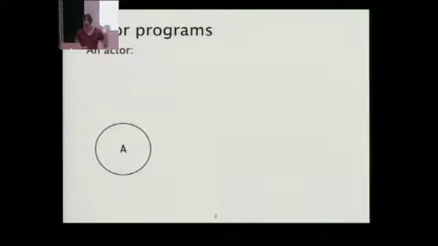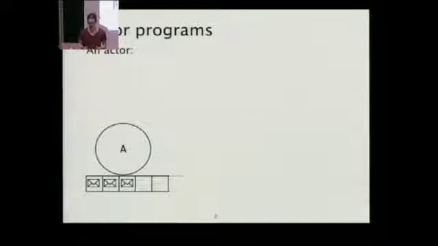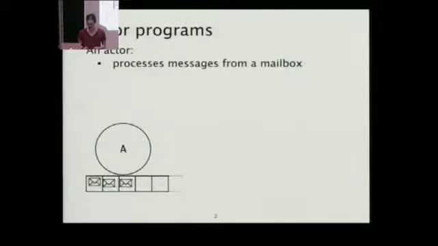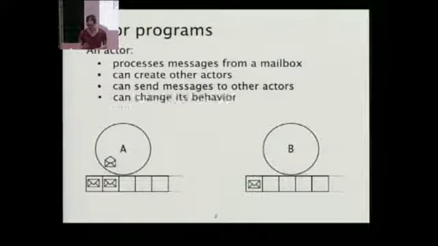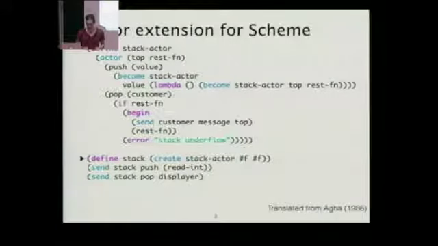Here we represent an actor as a circle. It's basically a process. It's associated with a mailbox. That mailbox contains messages, and the actor can process messages one at a time by extracting it from the mailbox. When it processes a message, it can create other actors, it can send messages to other actors, and it can also change its own behavior. So this is the essence of the actor model, and we model this essence into an actor extension for Scheme.